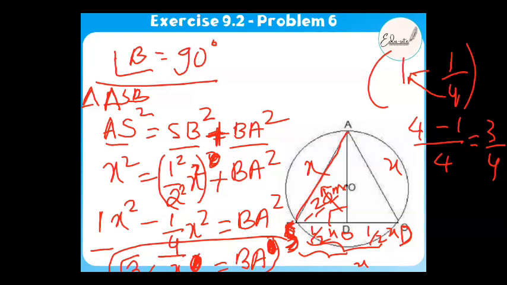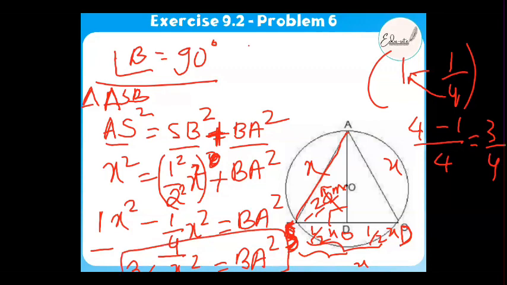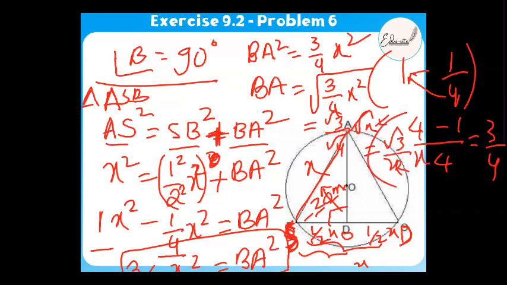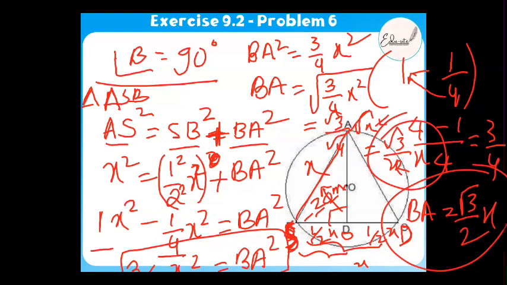How did the root come? Okay, I'll tell you. This is the answer, beta, what we got. BA square is equal to 3 by 4 X square. But we actually want BA, correct? So let's apply the root for all of this. Root of 3 by 4 X square. If you apply root, then it will be root for each one, right? Root 3 by root 4 and root of X square. The root and square cancel out. Root 3 remains same. What is root 4? It is 2. So it becomes root 3 by 2 X, correct? Understood now? So BA is equal to, write this down, root 3 by 2 X. Fine?